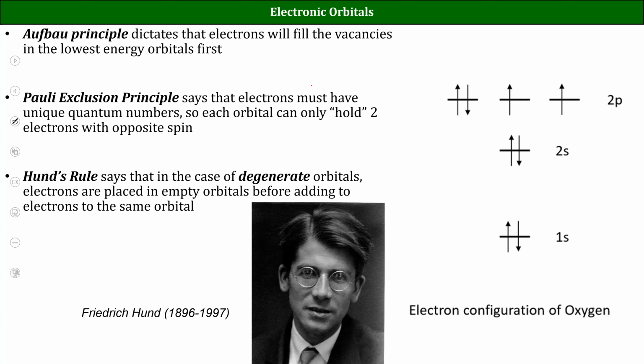Right, and then the last of these rules is Hund's rule, from Friedrich Hund. Basically, if you have orbitals with equal energy, you're going to put 1 electron into each space before you start doubling up. So if I was writing this out.